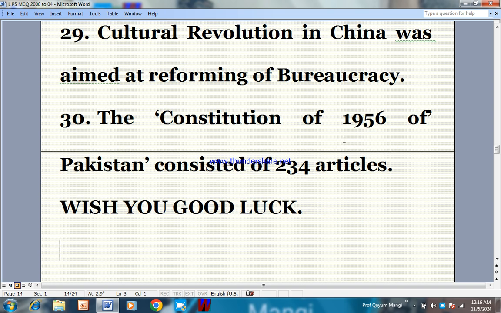The Cultural Revolution in China was aimed at reforming the bureaucracy. Number 30, the constitution of 1956 of Pakistan consisted of 234 articles.